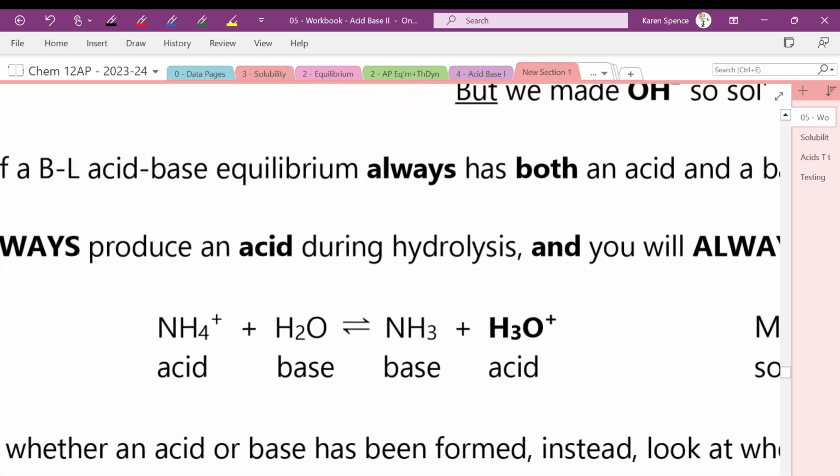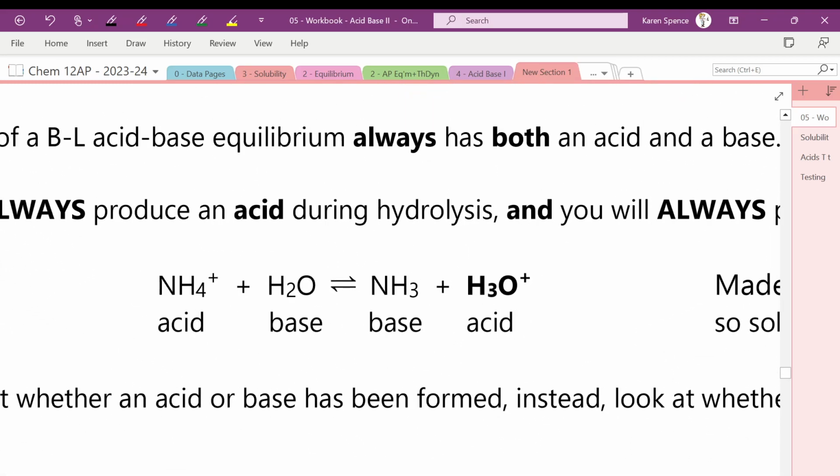So let's take a look at this. We have NH4 plus and water. NH4 plus is one of our cations that can hydrolyze. What just happened? We're making H3O plus, which is the strongest acid that can exist in water.